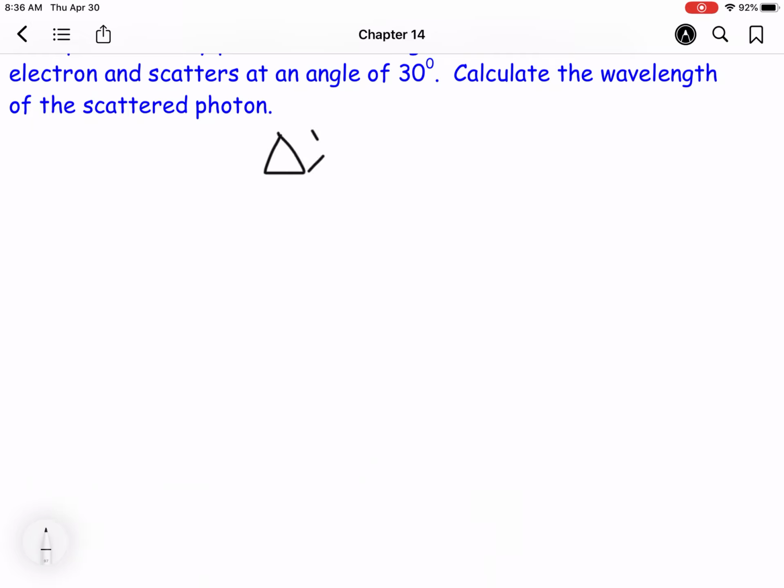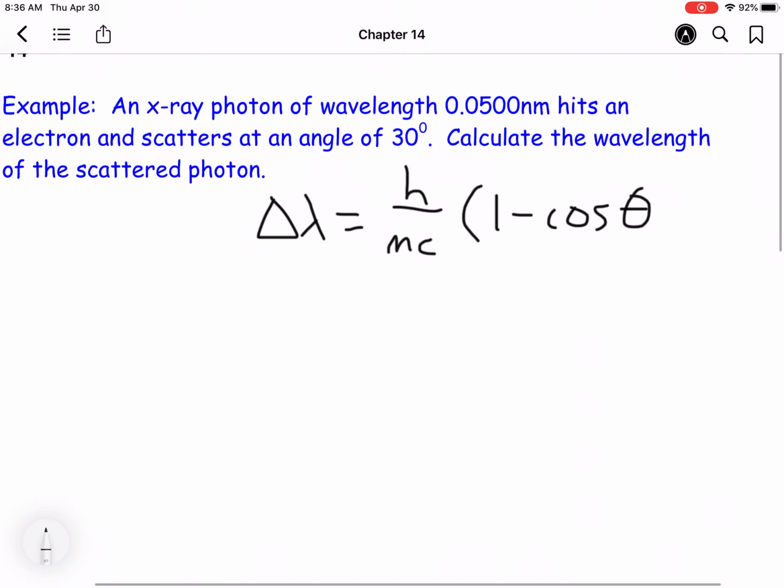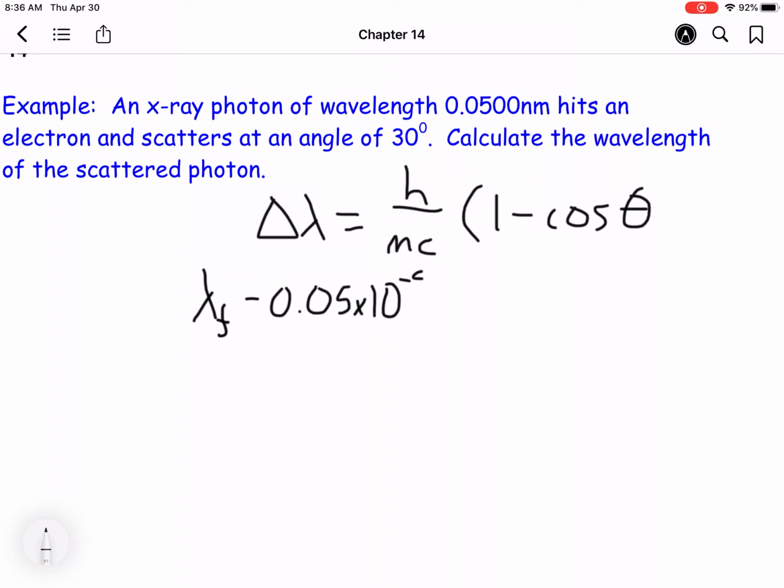So delta lambda equals h over mc times 1 minus cos theta. Whenever you're doing delta lambda, it's always final minus initial. So my final is what I'm looking for, and my initial is 0.05 times 10 to the negative 9.